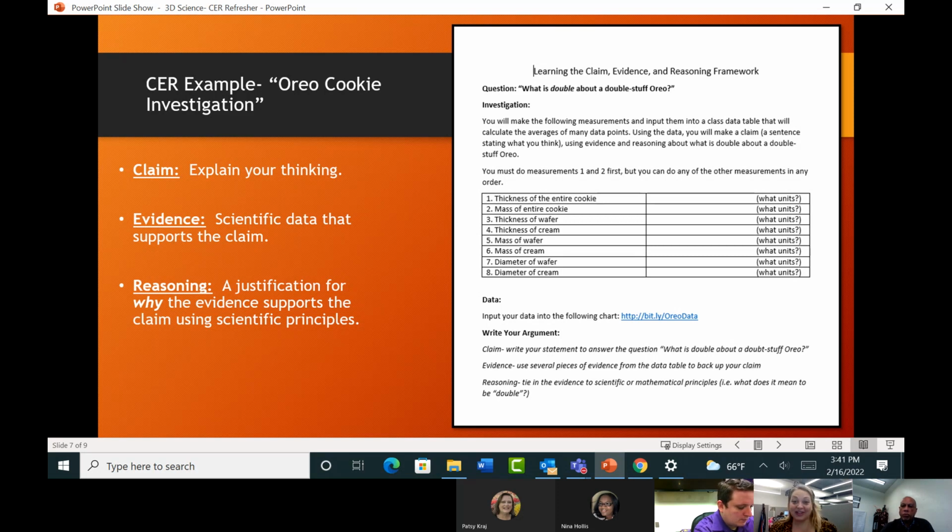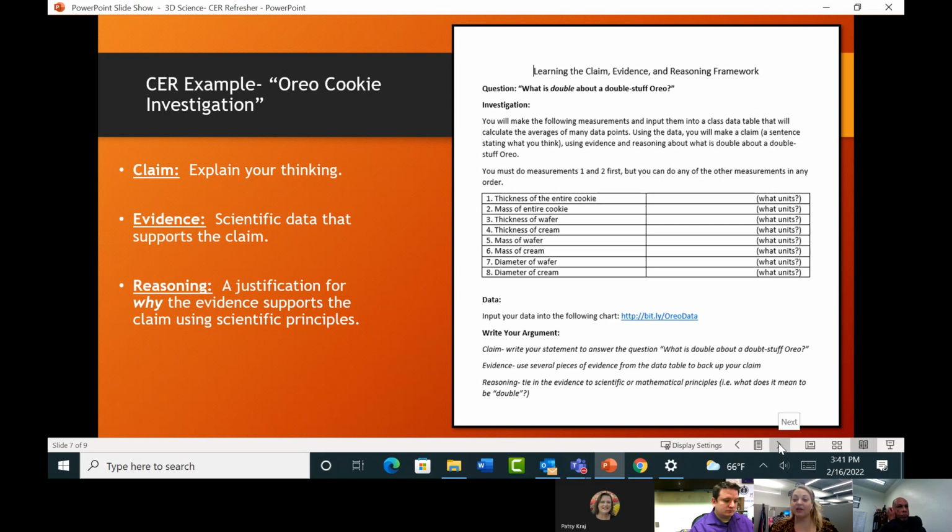So after they do the investigation, that is when they're going to start writing their argument. Now, you might have to pull small groups of students, especially your students that have lower abilities for writing composition. You might have to actually scaffold them and guide them through the writing of their claim, evidence, reasoning argument with this activity. And I have something to help you with that.